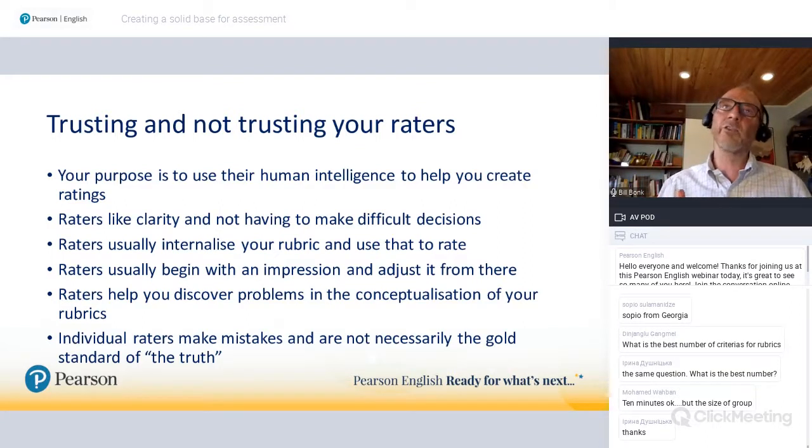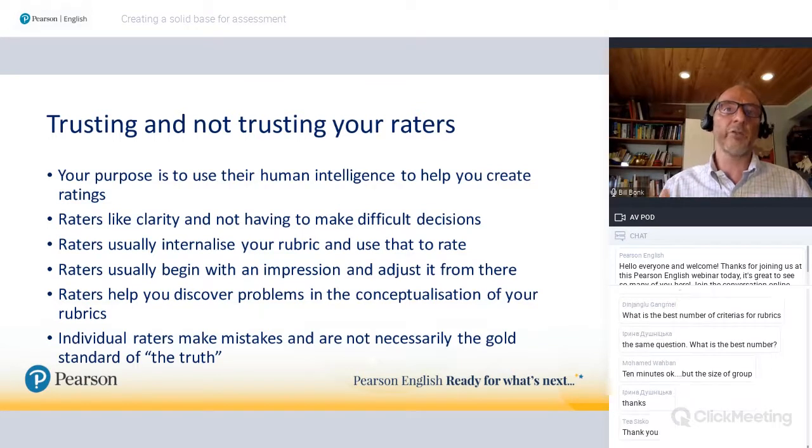In some cases, you have to trust your raters and use them for their greatest benefit. And in some cases, you can't trust them, or you can't trust everything that they're doing to be appropriate. So your purpose is to use them and their human intelligence to help you create these ratings that will then eventually become something else.